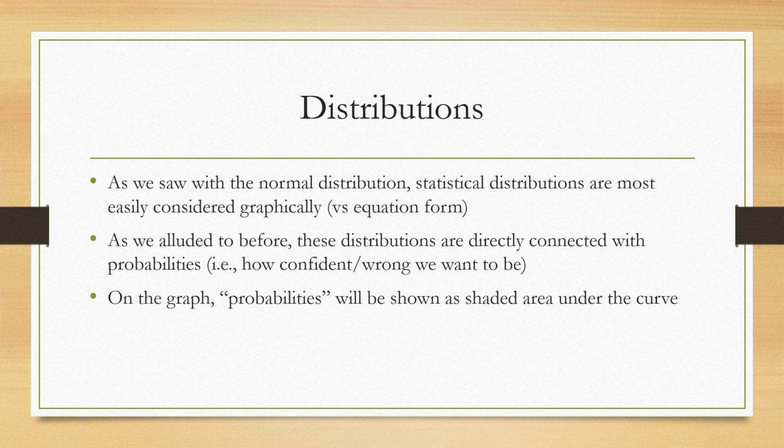And those areas under the curve, again, visually shown as a shaded region, are going to be the probabilities. So one shaded region might represent 10% of the area under the curve. One shaded region might represent 80% of the area under the curve, etc.